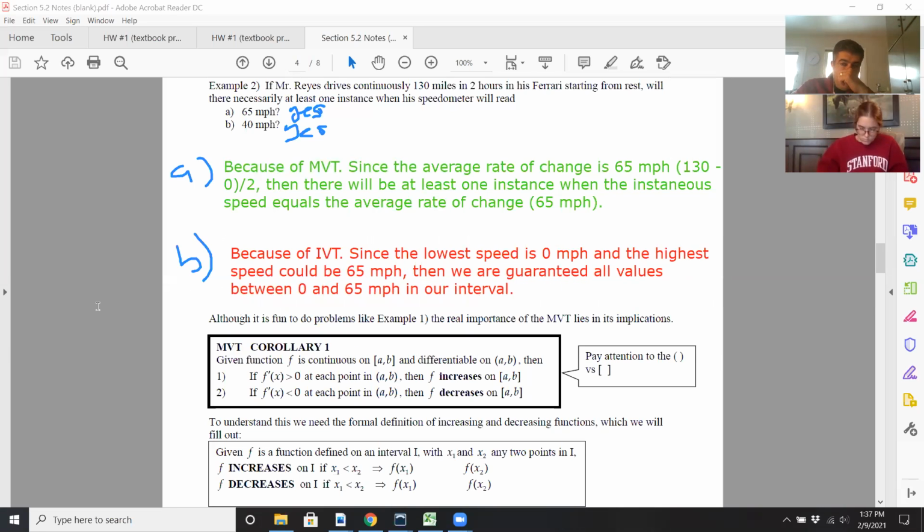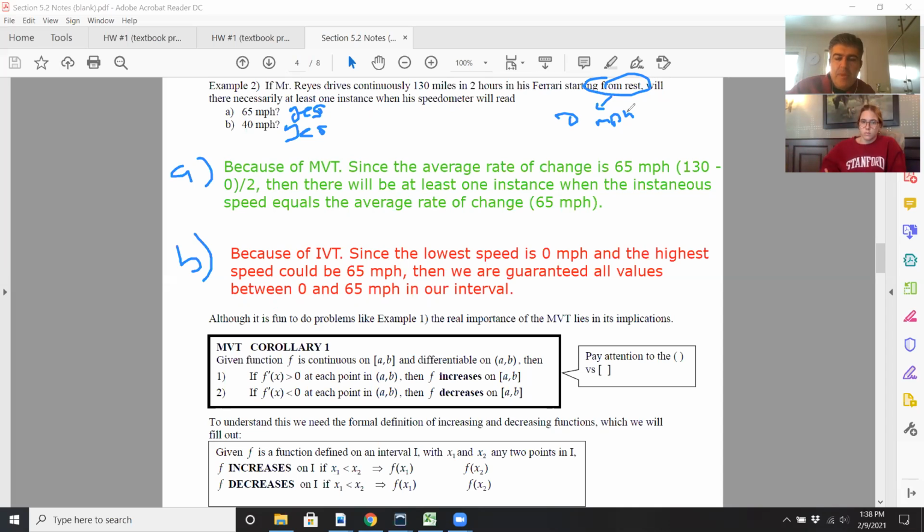Okay, here we go. So because of the intermediate value theorem, since the lowest speed is 0, because you start from rest, right? They said that. How do I know the lowest speed is 0? From rest. You're not traveling. That's 0 miles per hour. What's the high speed I would achieve? I know at least we'll hit 65 miles per hour because that's our average rate of change. Do we go faster than 65 miles per hour? Maybe, I don't know, but I know at the very least, we definitely hit 65 miles per hour at least once.